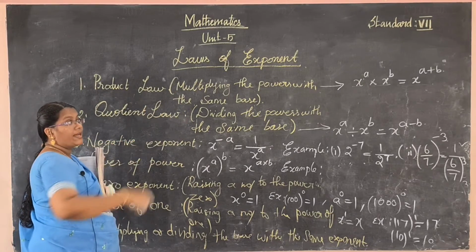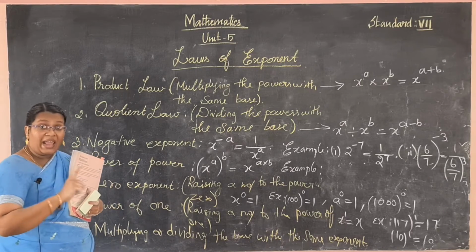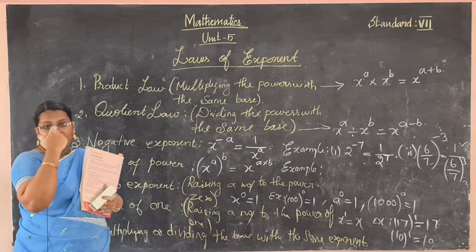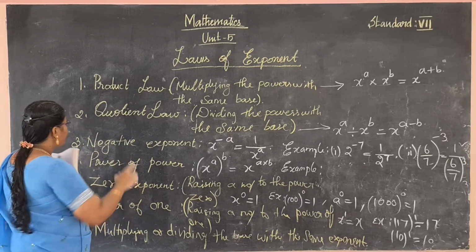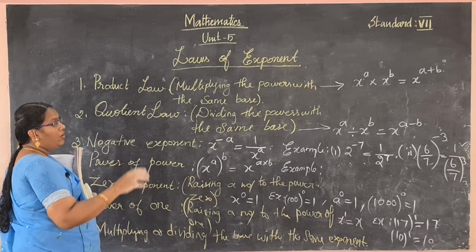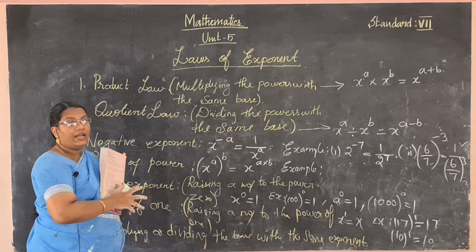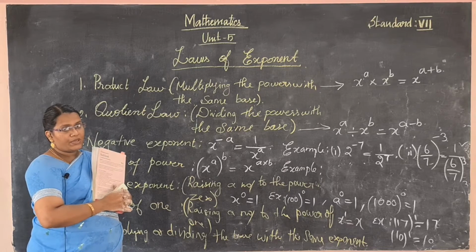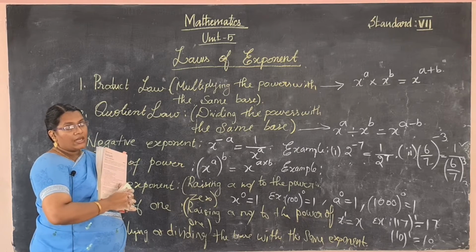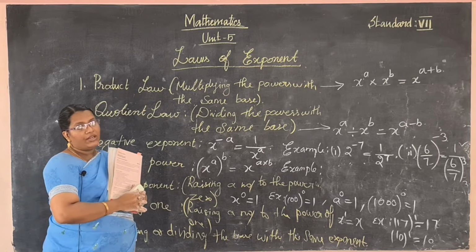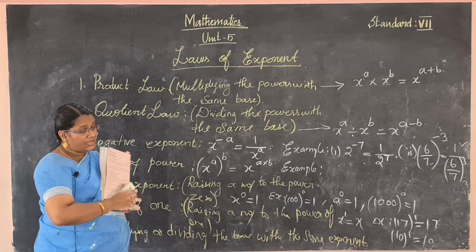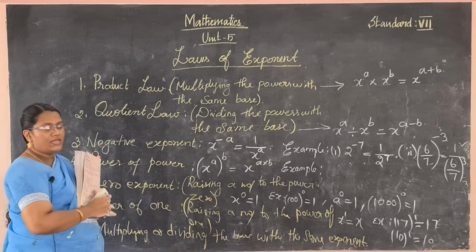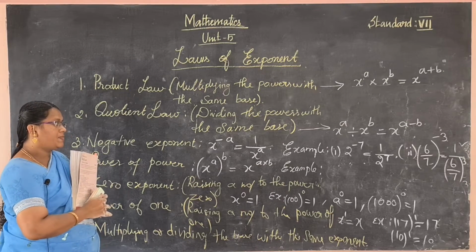x power a into x power b is equal to x power of a plus b. The base values are same and given in the product, so we add the powers. And the second one, quotient law. The formula is x power a divided by x power b is equal to x power of a minus b. If the b value is greater than the a value, we get the negative exponent. And negative exponent means x power of minus a is equal to 1 by x power a.